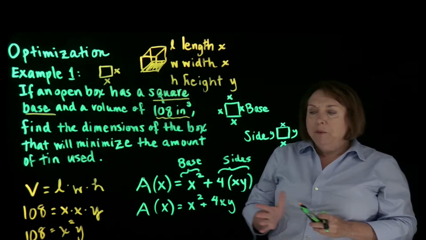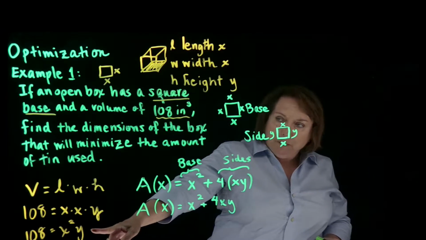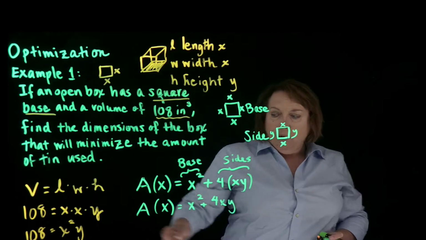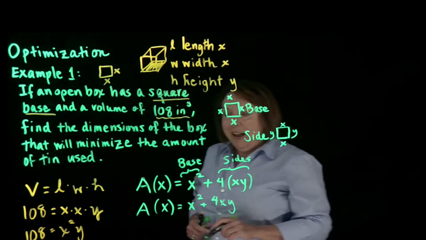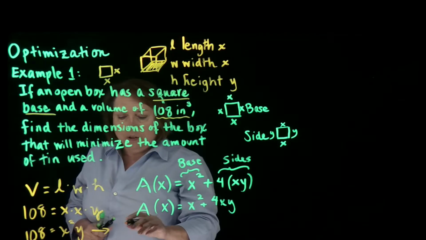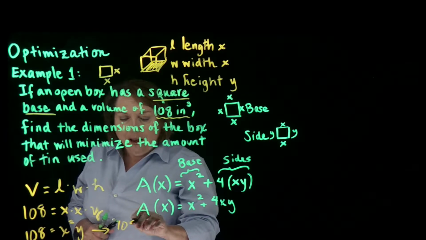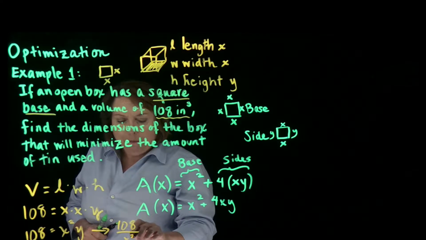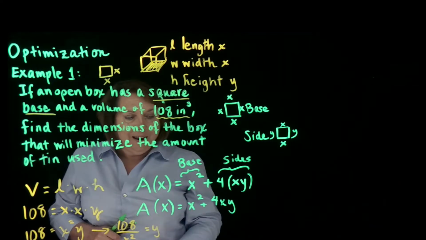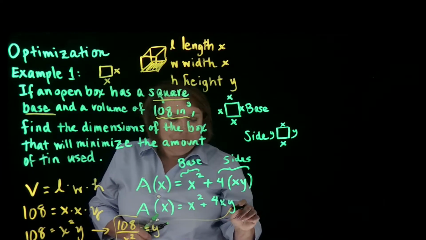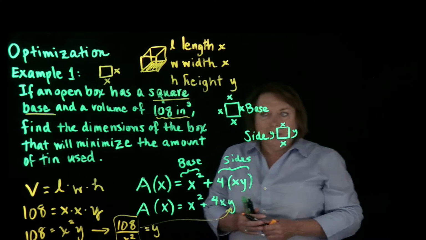What would be better, and what we're going to be able to do, is remember this function here, 108 equals x squared y? Well, we can take that and solve it for y by just dividing both sides by x squared. So we have 108 divided by x squared is equal to y. What are we going to do with this quantity? Plug it in for y here in our function.